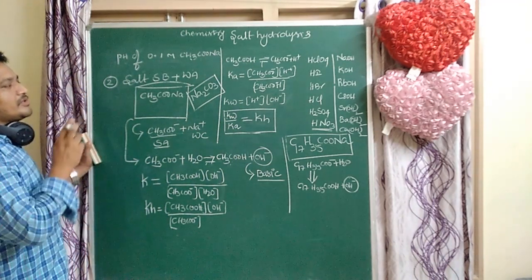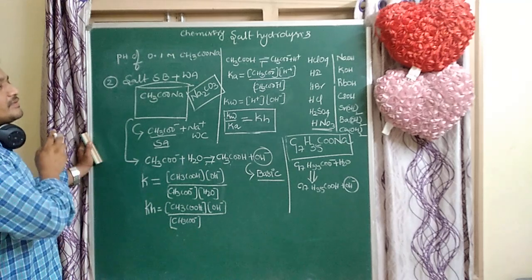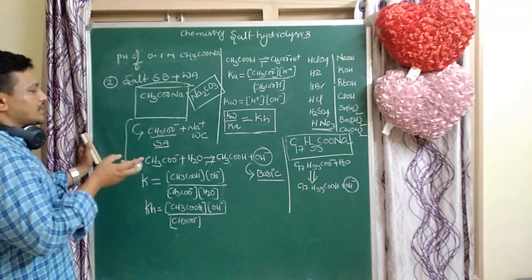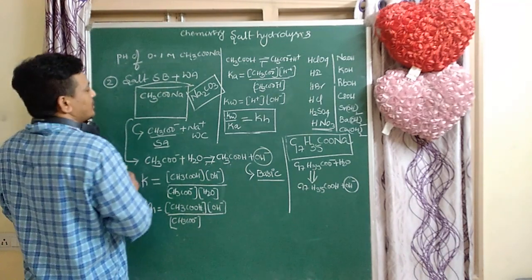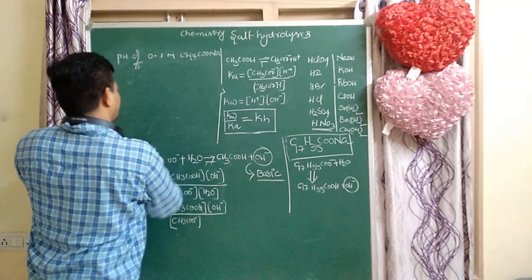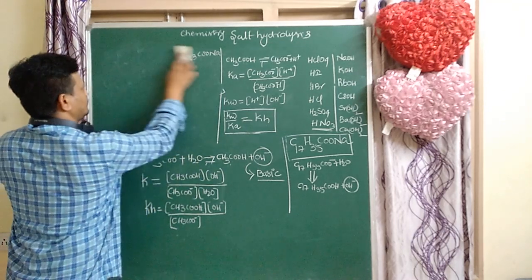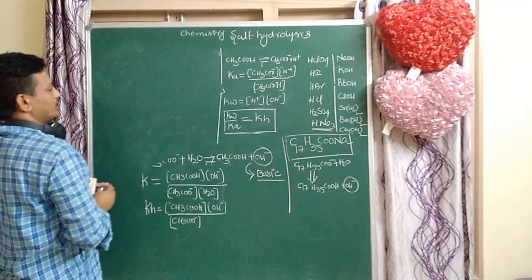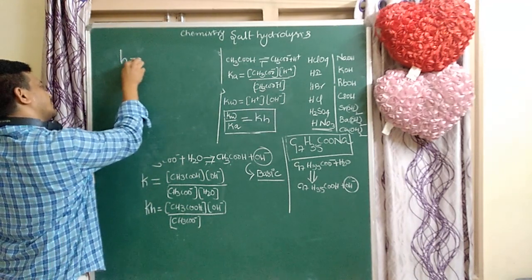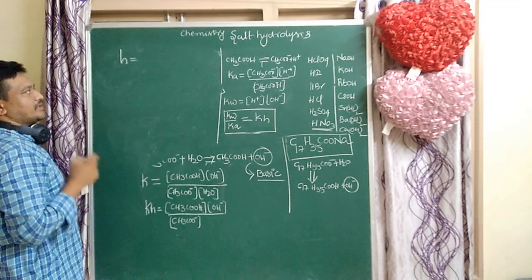What is the pH of this solution? Greater than 7. The pH of this solution is greater than 7. So how to calculate that pH? What is the formula? So here the degree of hydrolysis constant, that is the h.